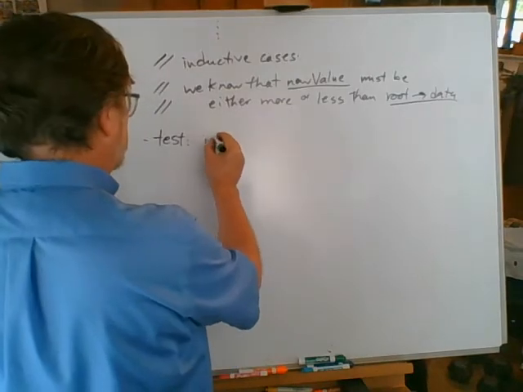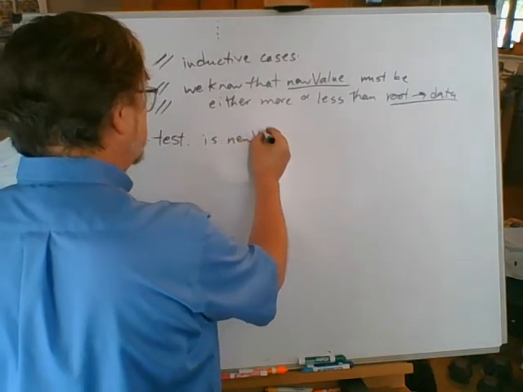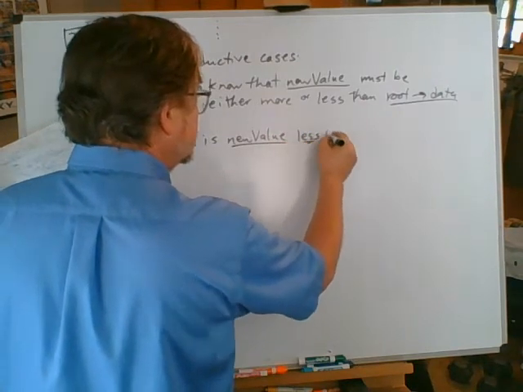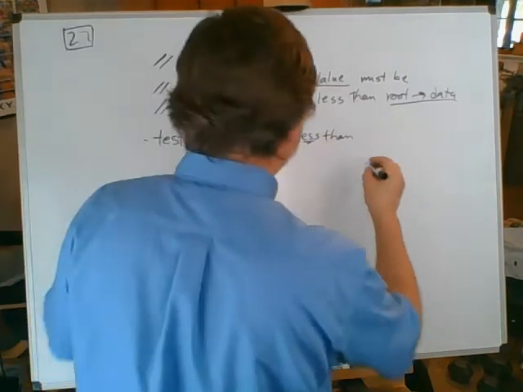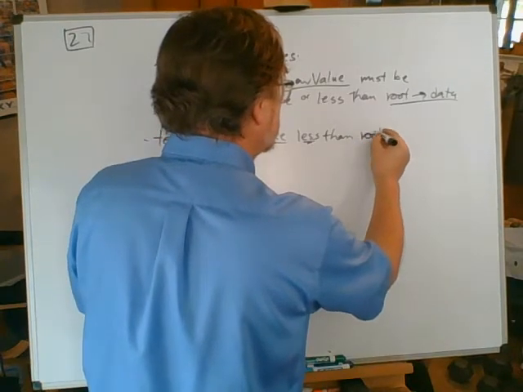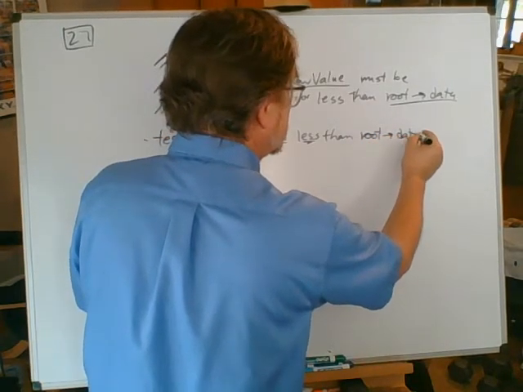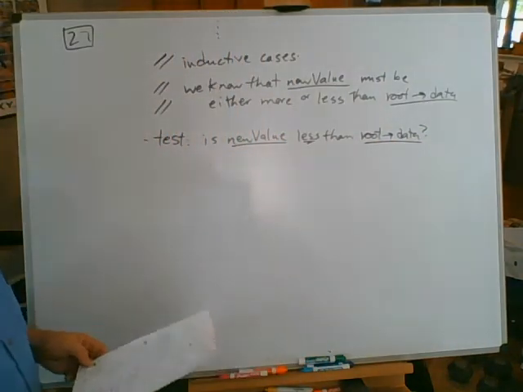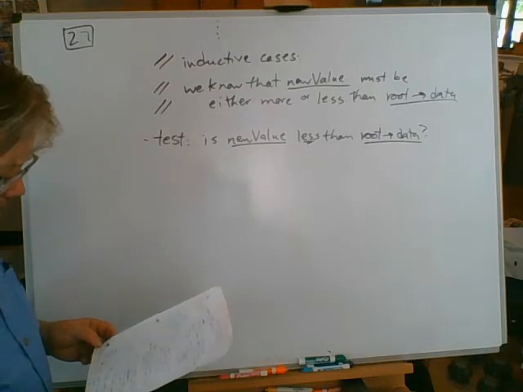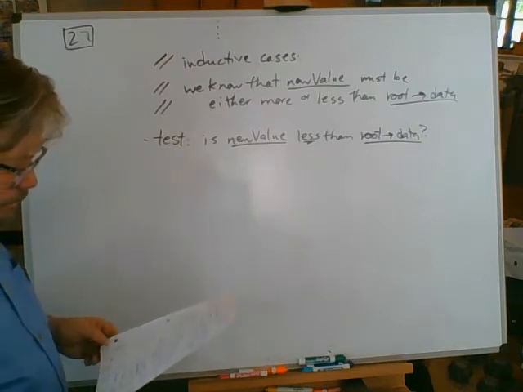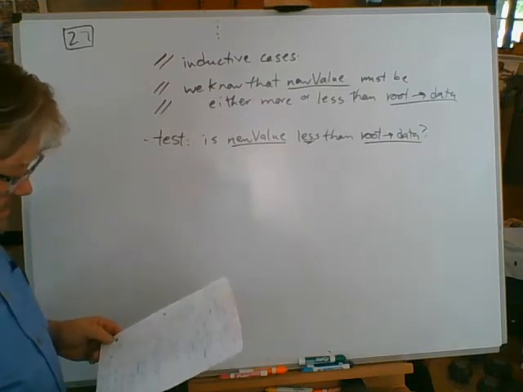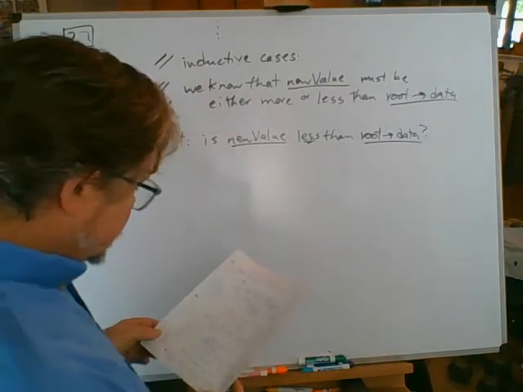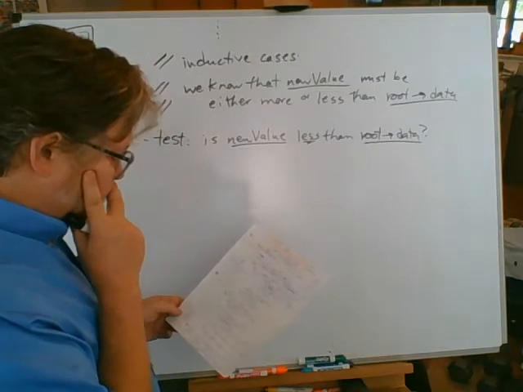Test: is new value less than root arrow data? Is it less? Is it less? What does that mean in terms of what's going to happen in the tree? If it's less than, what do we need to do? I don't know. I should have figured this out in advance, huh?